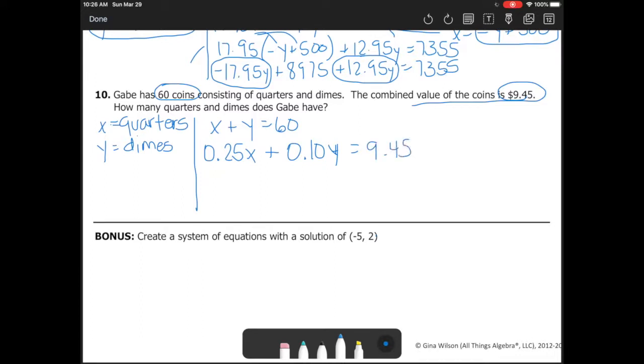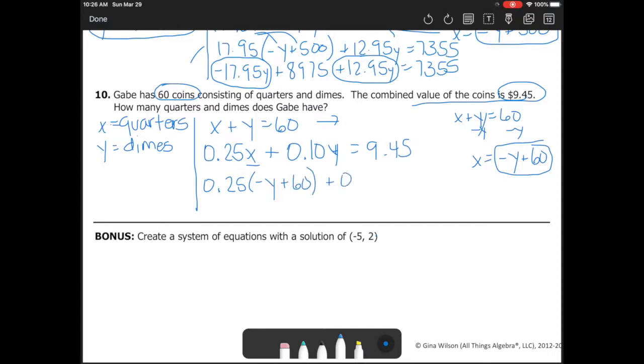Okay. So I think, again, that substitution would be the easiest. I'll take my x plus y equals 60 and subtract y on both sides. Then I'm going to take this x value and plug it in right here. You could certainly solve by elimination and then come back and check and see if you get the same answer as me. You should. That would be kind of a fun challenge.